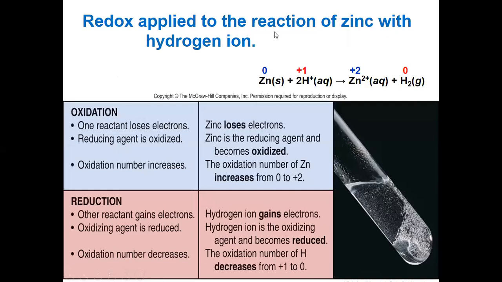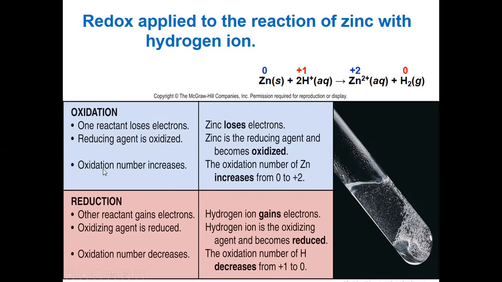Redox applied to the reaction of zinc with hydrogen ion. Look at the zinc having an oxidation number 0 and hydrogen having +1. Zinc here has +2, so the oxidation number increases from 0 to +2, and the oxidation number here decreases from +1 to 0. In oxidation, one reactant loses electrons, and the reducing agent is oxidized.